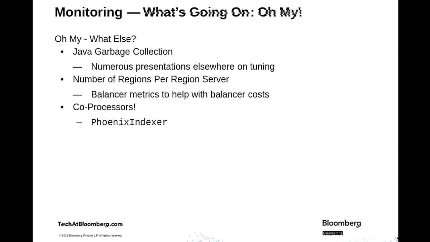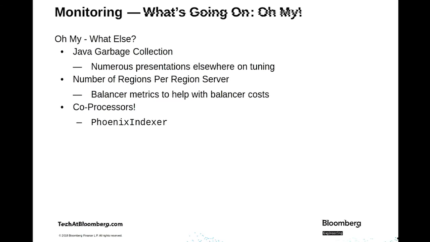So, oh my! Java garbage collection is something that there are way more presentations than we could talk about, but Java garbage collection will certainly stop your world. Next, numbers of regions per region server, and this is an interesting one that you'll sometimes see. Maybe you're running heterogeneous HBase clusters, and all of a sudden you go, hey, that's great, all my region servers have 300 regions, except for this one that has 3,000. Why is that? Sometimes it can be very difficult to diagnose why my region skew between region servers is so asymmetric and unexpected.